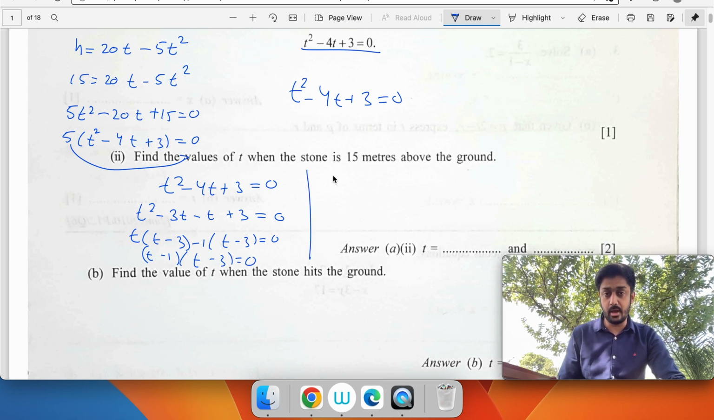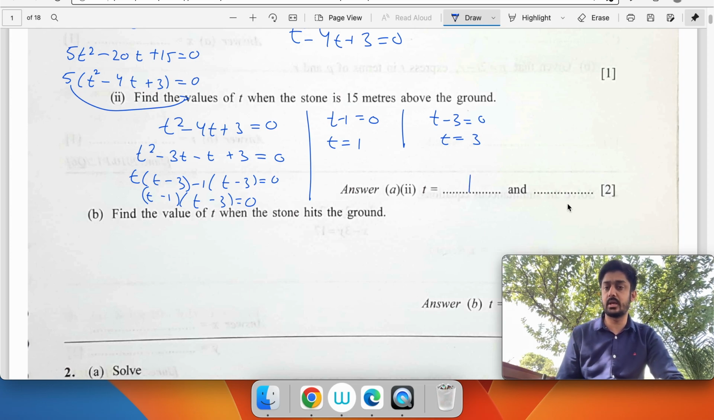In exam, you'll have more space than this. This is a scanned copy. So t equals 1, and the other value is t equals 3. So at time 1 second and 3 seconds, the stone is at a height of 15 meters from the ground.